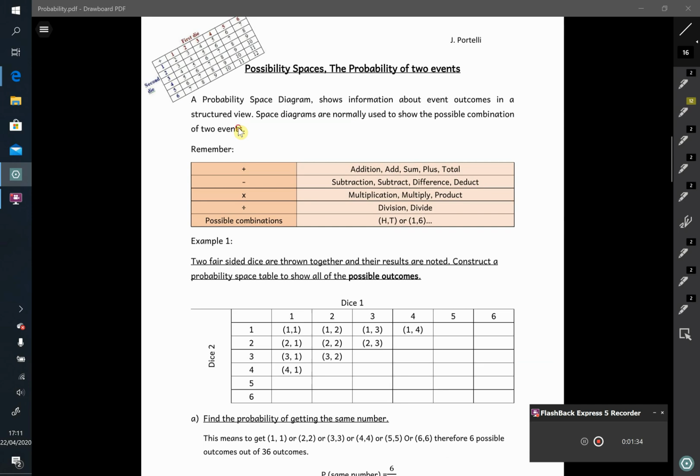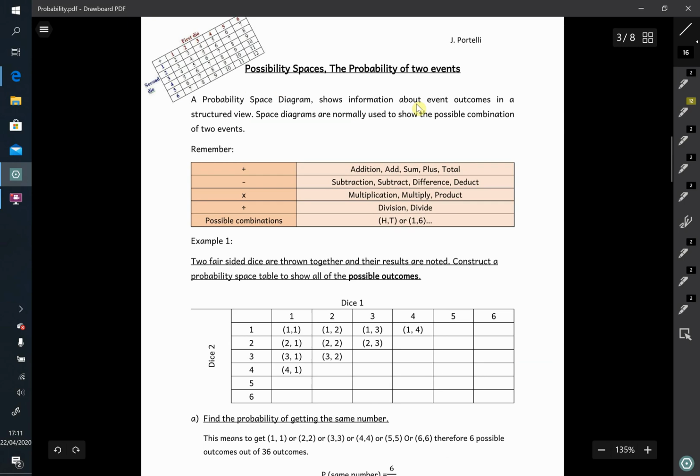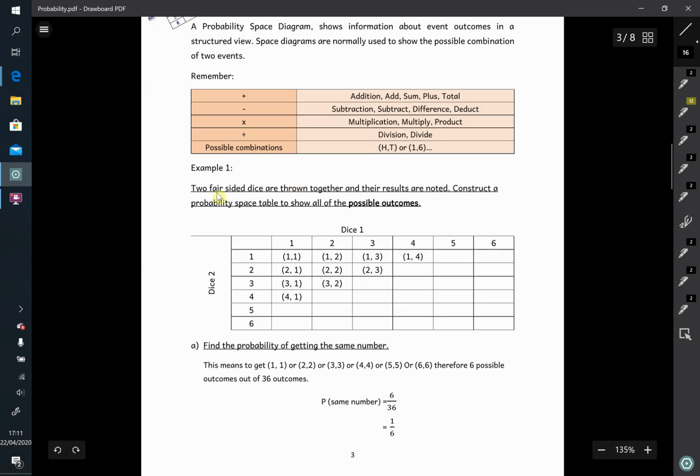So, what are probability spaces? Sorry, I'm still getting the hang of it. What are probability spaces and why should we even create them? Basically we create probability spaces, like it's written over here, so that we are able to visualize the information in a more structured manner. And also we create it because we have 2 events, so we have to show the possible combinations of 2 events. So let's have a look at the first example.